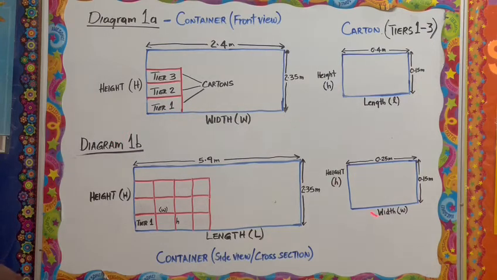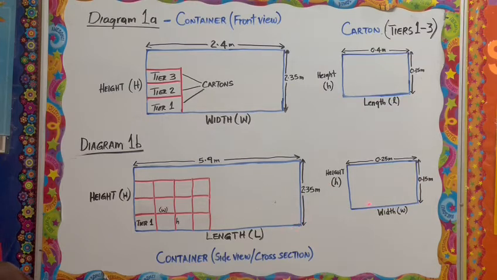Again, we have the cartons and we are looking at the width of the cartons, which is 0.25 meters, and the height, which is 0.15 meters. Now we are going to look at a side view or a cross section of the container. Here we see the length of the container and also the height. The length is 5.9 meters and the height is 2.35 meters.